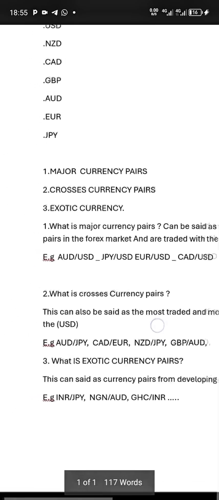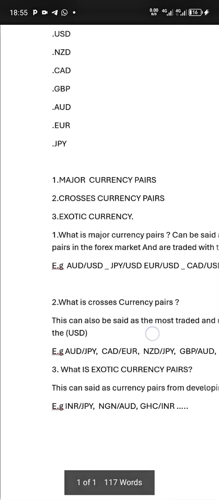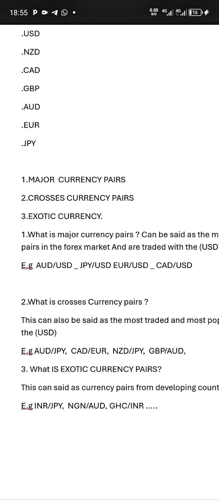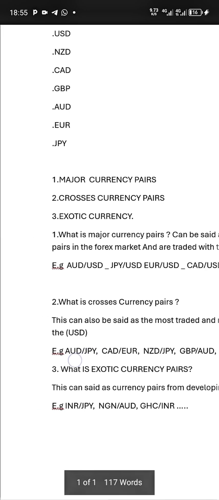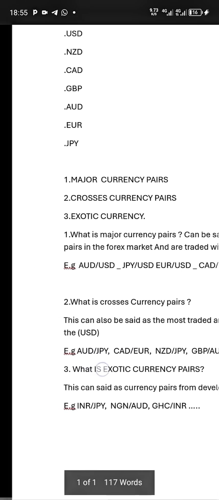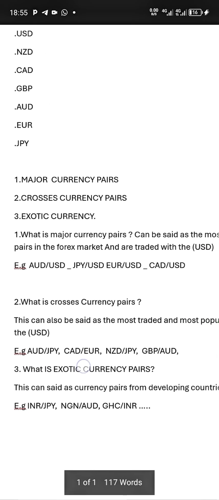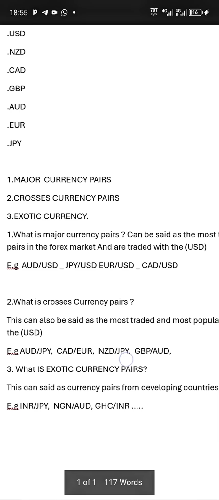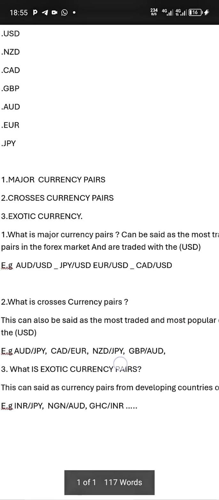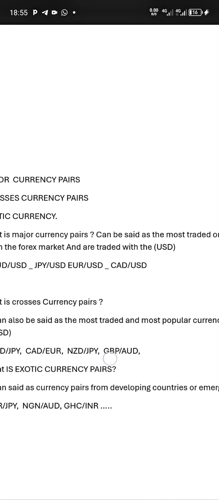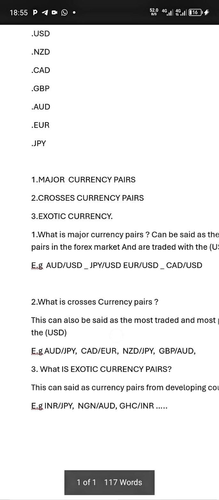States dollar. Currencies here are not meant to be traded with the United States dollar. For example, we have the AUD versus JPY, the CAD, that's the Canadian dollar, versus the euro, the NZD, or the New Zealand dollar, versus the JPY, and the GBP versus the AUD, that's the Australian dollar. So these are crosses currency pairs.